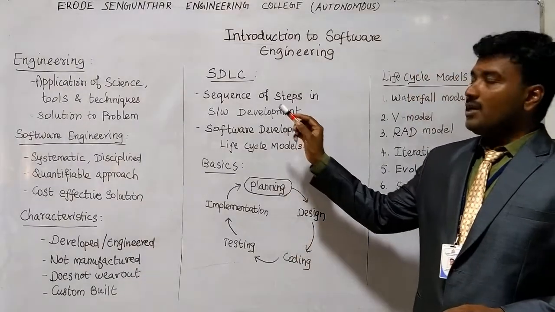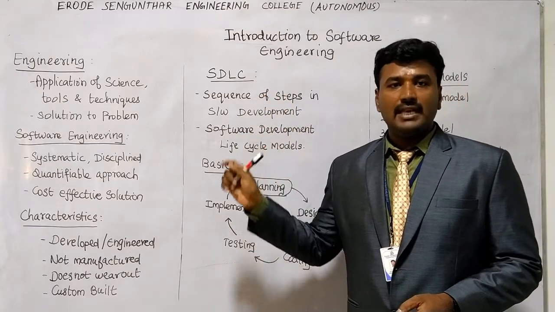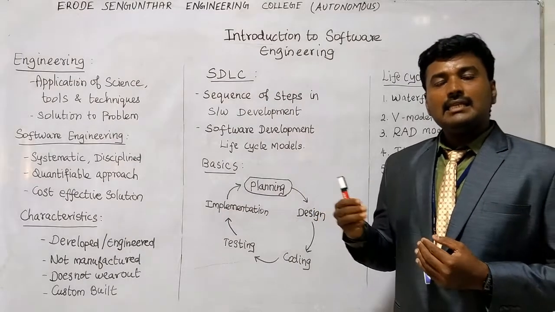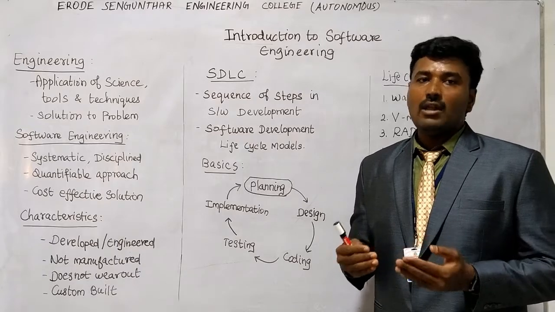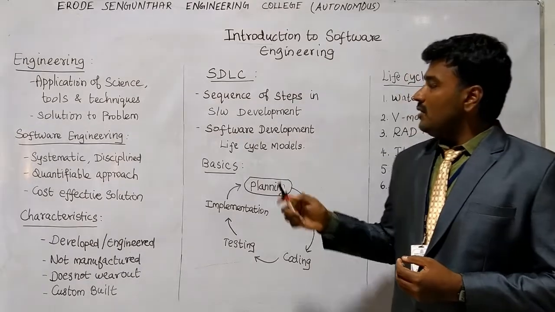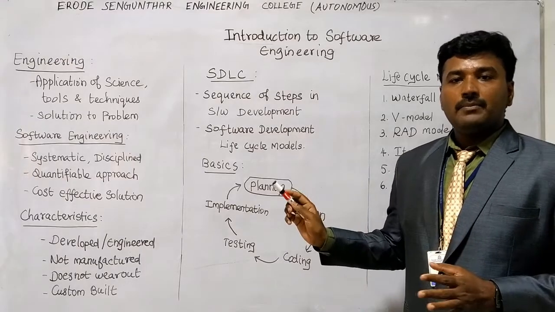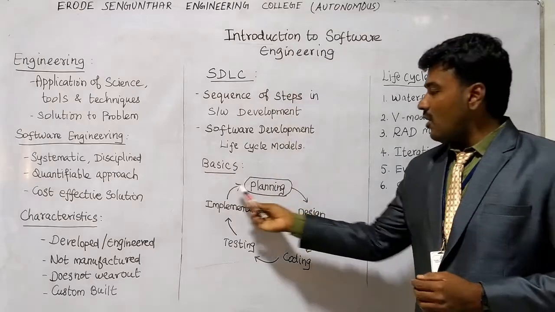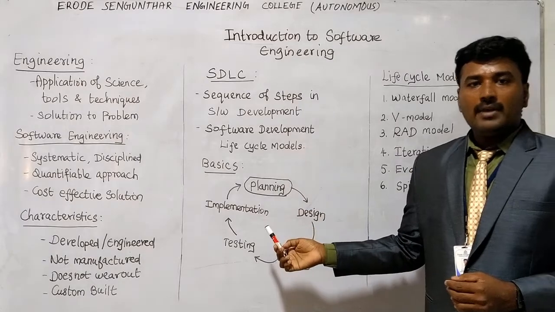Next we will move on to the topic of SDLC. SDLC means software development life cycle. Okay? So the software development life cycle is a sequence of steps or processes involved in the development of a particular software. So it is the main characteristic of the software development field. Okay? So the basics of the software development life cycle involve the following processes. We will see the set of processes involved in the development of software.